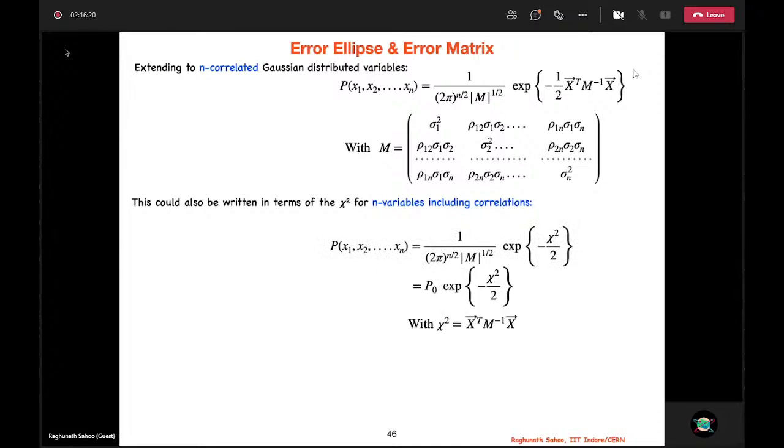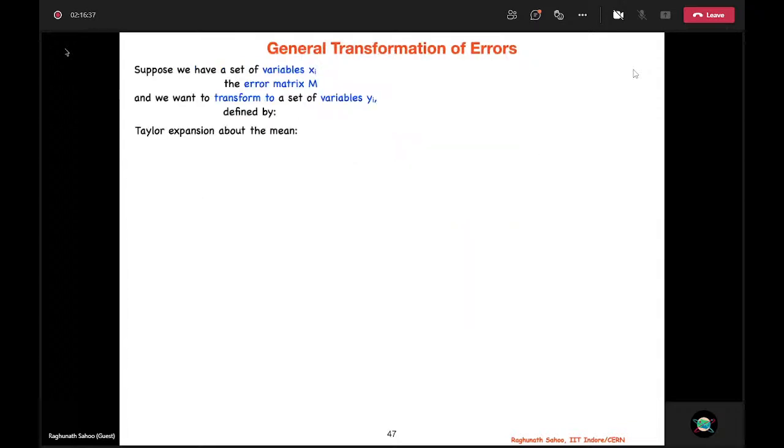It's a very simplified formula with chi-square as x transpose M inverse x. So now I know that if I have transformed to another coordinate system, my error matrix or error ellipse formula is much easier. Now, what is the general transformation of errors?